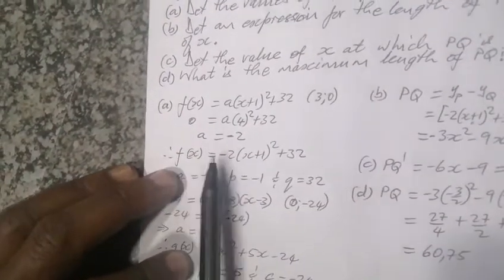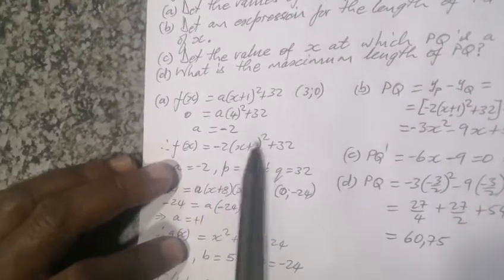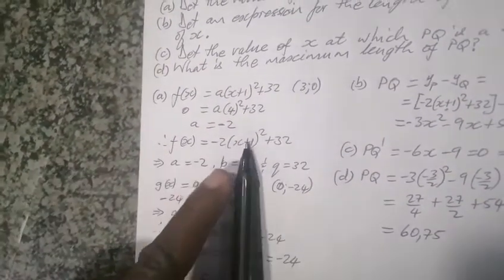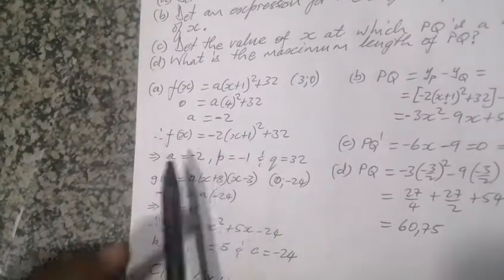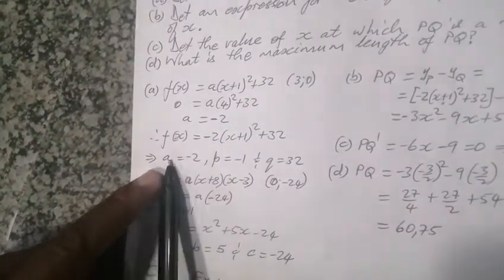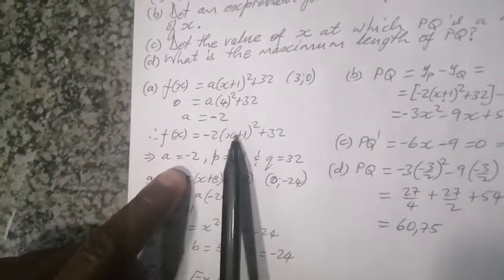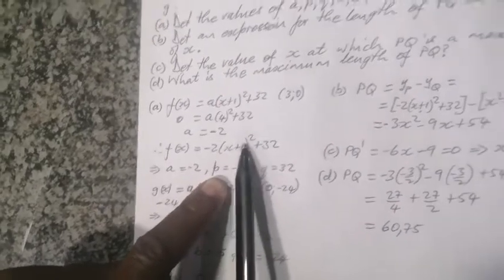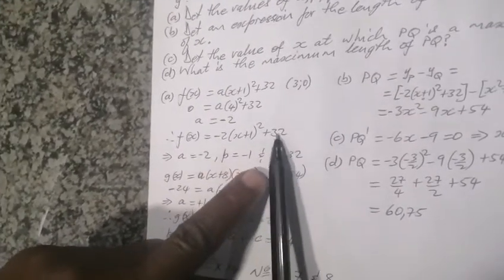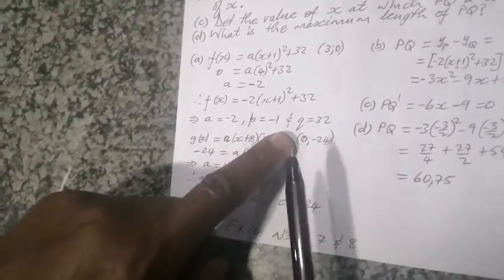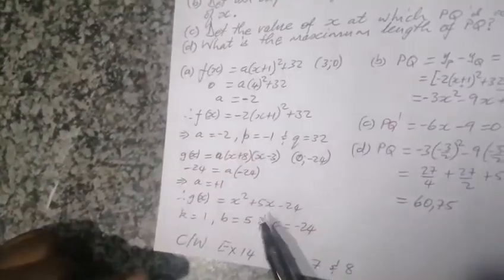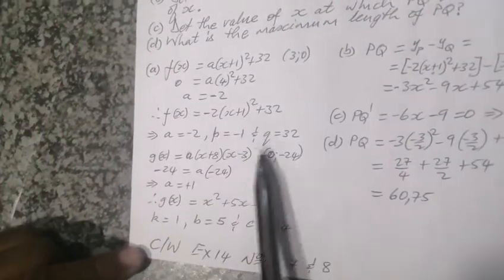So substituting back our minus 2, it goes a(x + 1)² plus 32, where we can actually read our values. A is minus 2, which we can see, and P is actually minus 1, because this is supposed to be x minus P. And then our Q is the y-coordinate at the turning point. So we have solved for A, P, and Q.